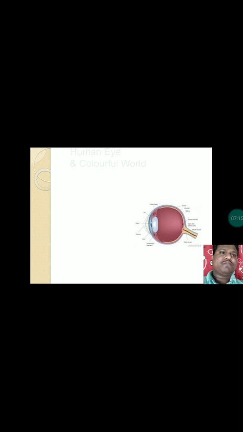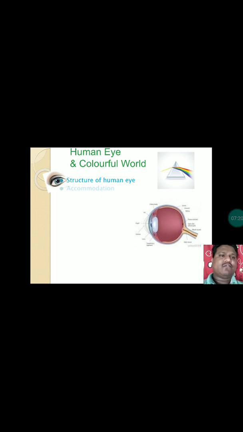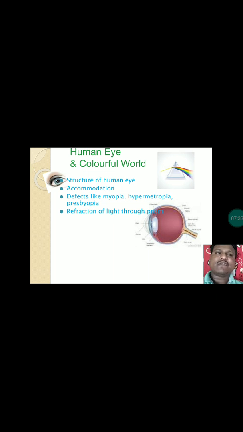Moving to the next topic, that is the human eye and the colorful world. In this section we have the structure of the human eye and accommodation, that is the ability of our eye lens to adjust the focal length. If anyone is failing to adjust the focal length due to some reasons, we have three types of defects: myopia, hypermetropia and presbyopia, that is nearsightedness, farsightedness and weakening of the ciliary muscles, which results in failure of the ciliary muscles to adjust the focal length.